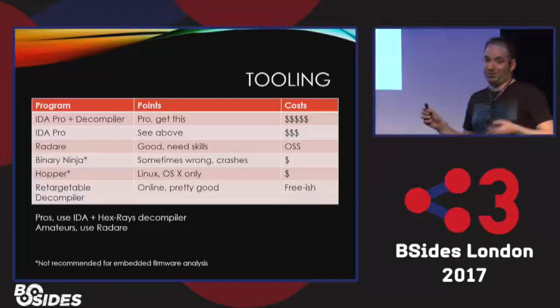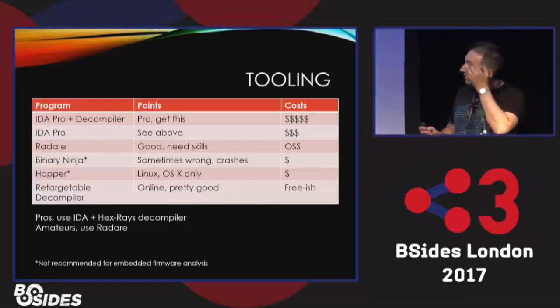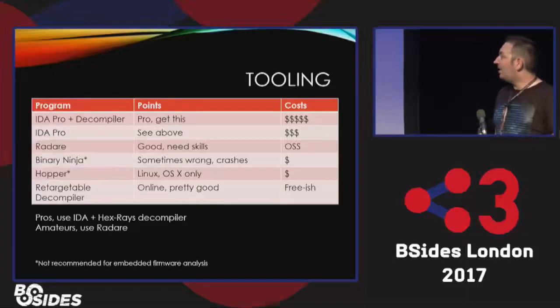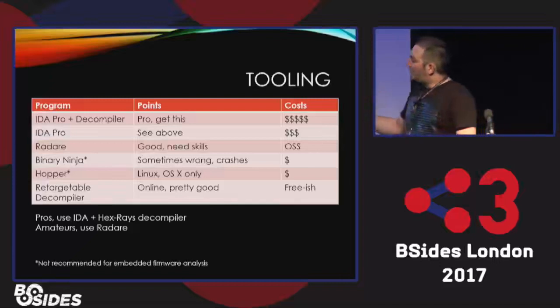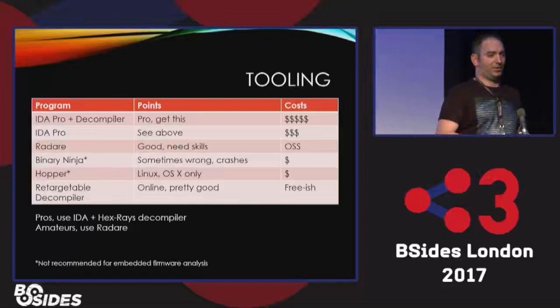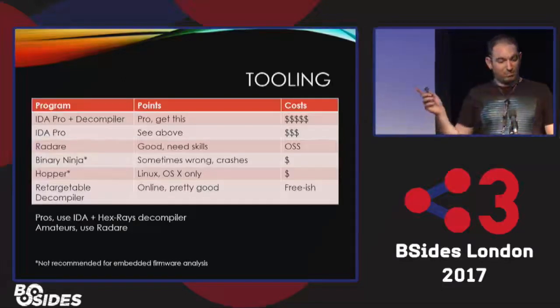So if you are starting off on the journey of learning to be a reverse engineer and you have no money, Radare is probably the tool to have a look at. There's some other ones as well, Binary Ninja, you may have heard of that. The key thing that I want to show here is something called Retargetable Decompiler, which is an online decompiler. So it takes assembly and gives you something a bit like C. This is free.